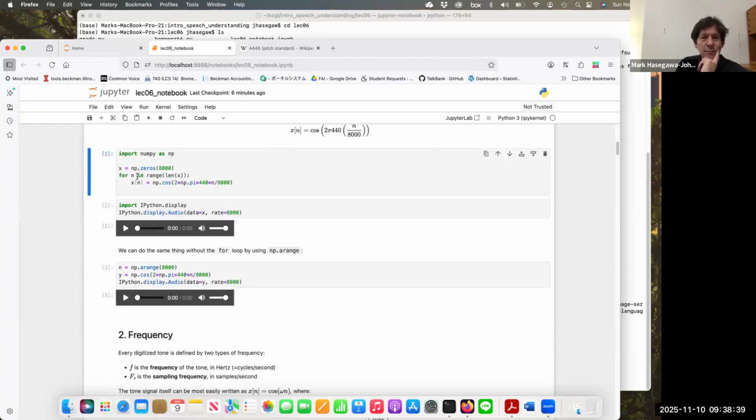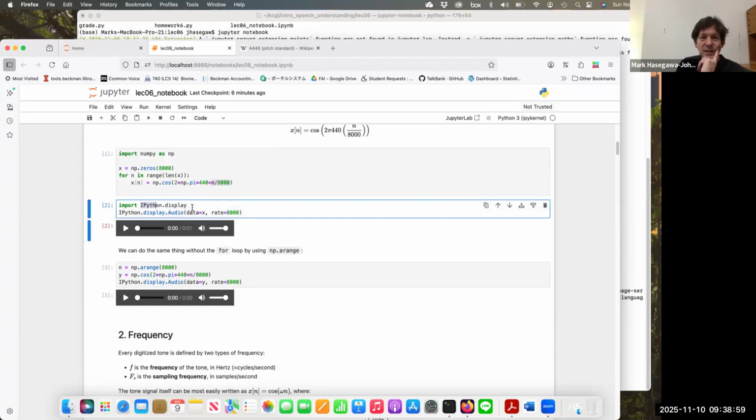So for example, let's import numpy as np, and we'll create an 8,000 long array of zeros, and then take the nth sample of that array and replace it with the cosine of 2 times pi times 440 times n over 8,000. And then let's play that, using the IPython display toolkit, which allows us to play an audio signal. So there's that 1 second long middle A note on the piano. That's the fourth A note on the piano, and it's at exactly 440 hertz, or 440 cycles per second.